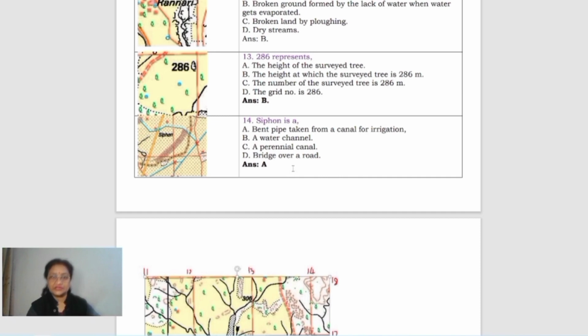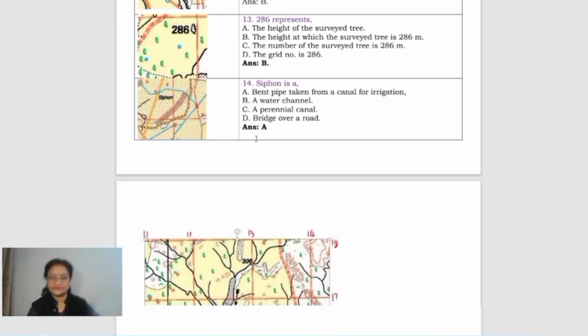Now come to next. Siphon is a bent pipe taken from a canal for irrigation. Yes, this is the correct one. Then next is water channel, perennial canal, bridge over a road. No, A is the best answer for this. Okay, a bent pipe, especially meant for taking away water from a canal or any source of irrigation to the fields. So this is actually a siphon. A is the correct option for this.